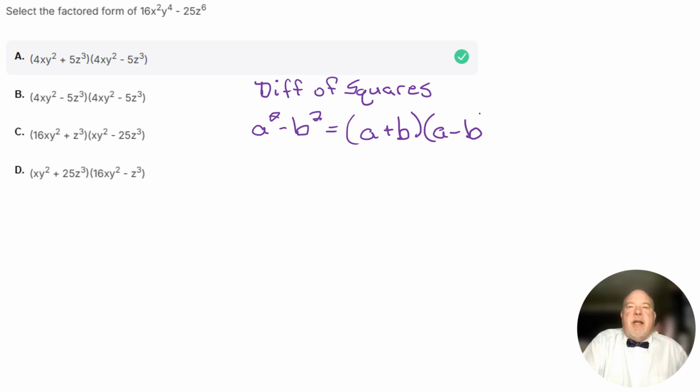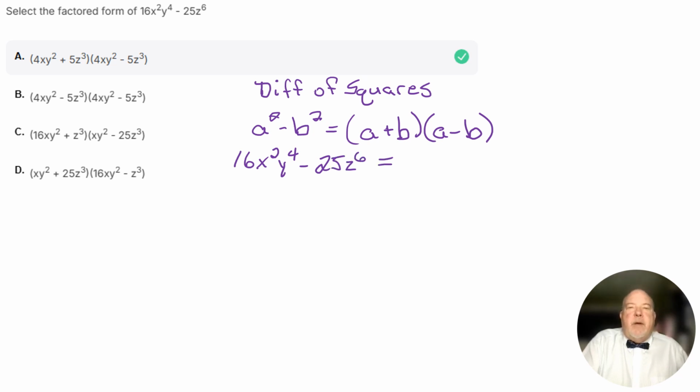And the way I get these two values, a and b, is by simply taking the square root of each of these. I told you these are perfect squares, so we'll just take the square root of each of them, and the result we'll put in this form. All right? So let me just right below this, I'll write our binomial. So I have 16x squared y to the fourth minus 25z to the sixth.